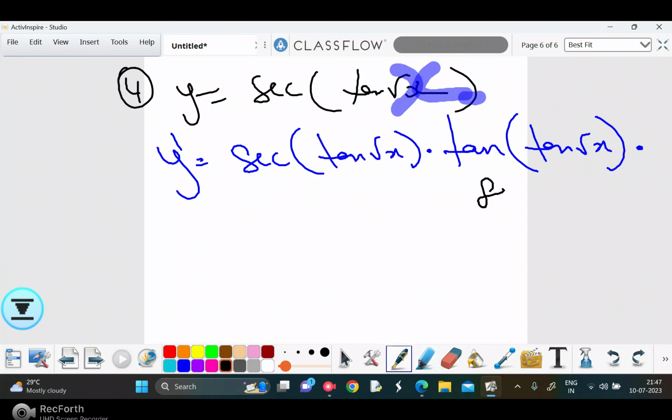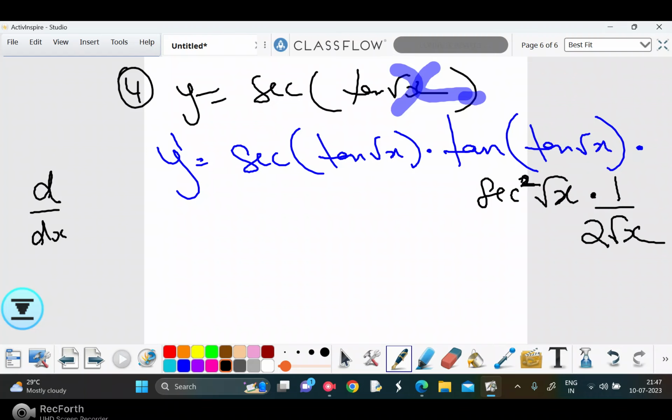So I'll pretend that this root x is x. So into tan root x differentiation is secant square x. What is my x? Root x. Into, the question is not over because root x is not actually x. You have to differentiate root x. What will be the differentiation of root x? Half root x. How did you get that?